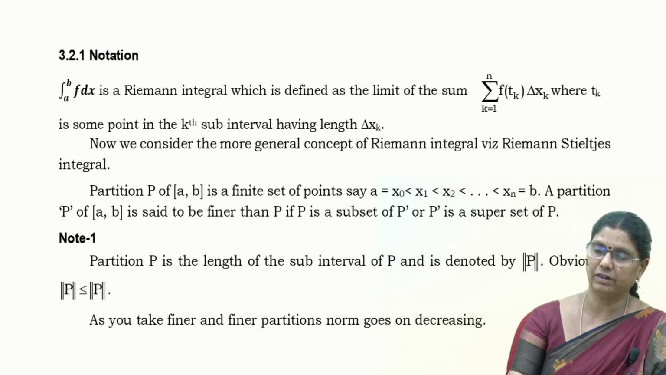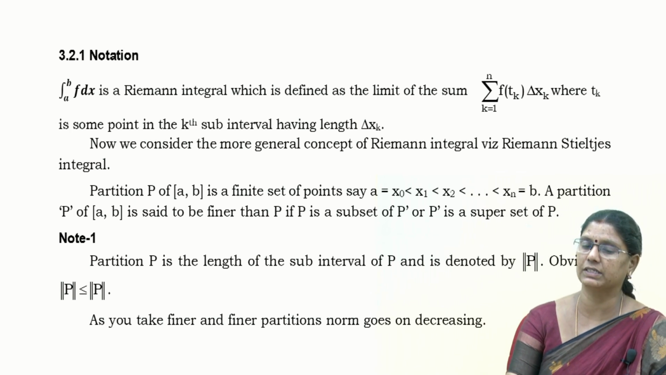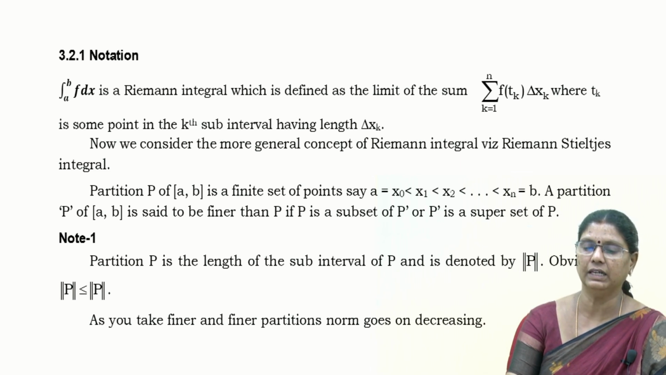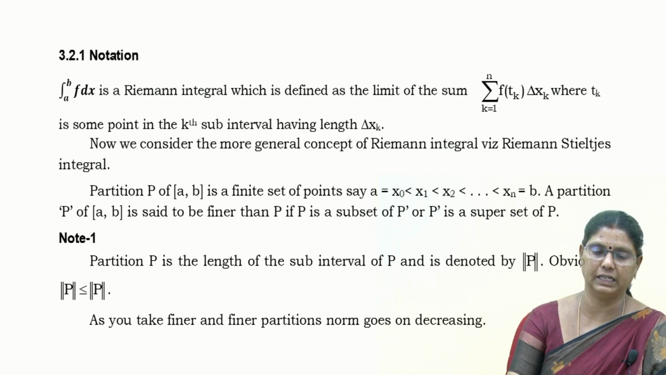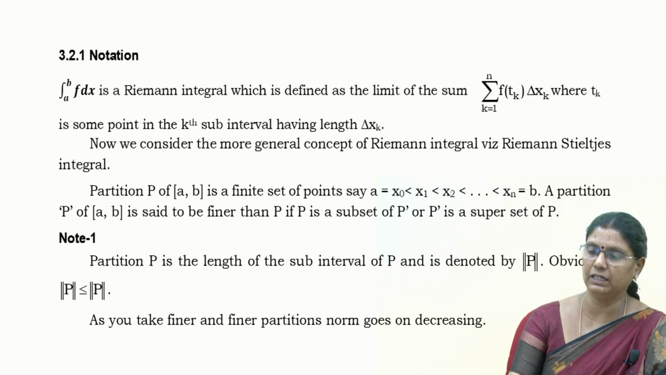First, the notation for the Riemann integral. The integral from a to b of f dx, we use to denote the Riemann integral, which is defined as the limit of the sum of f of tk times delta xk, where tk is an interior point in the kth subinterval having the length delta xk. Now we consider a more general concept of the Riemann integral, namely the Riemann-Stieltjes integral.